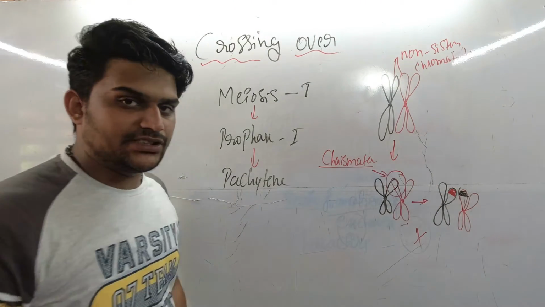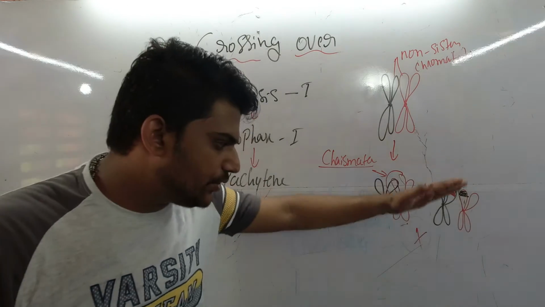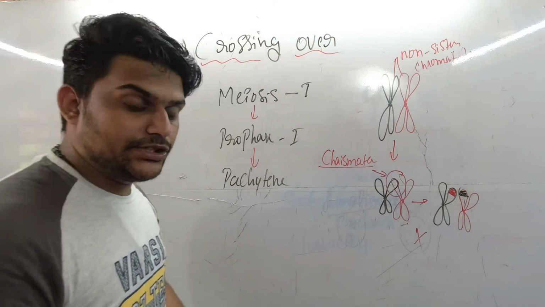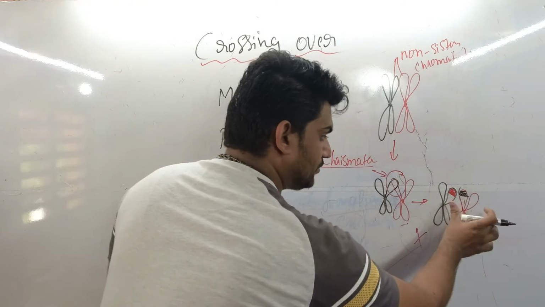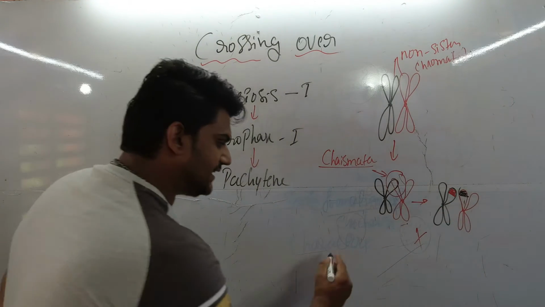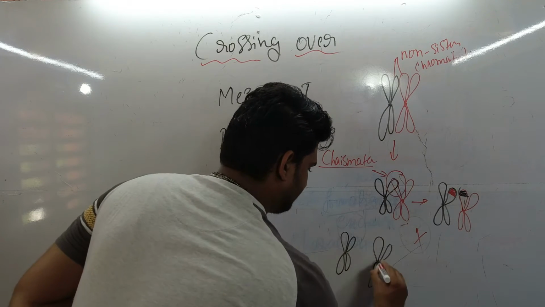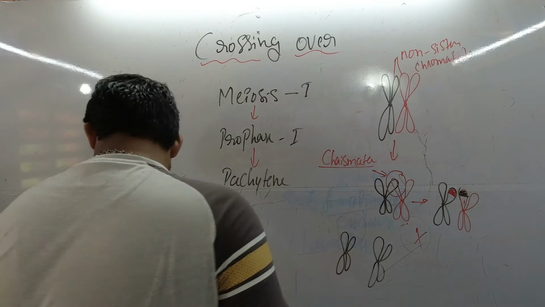And what happens to this? Now the exchange of characters has taken place, and it is going to divide in meiosis 2. Both of them are going to get divided. These are going to get divided in the first meiosis. Then it will be like this, right? Both of them. I'm going to show you, 1 second.